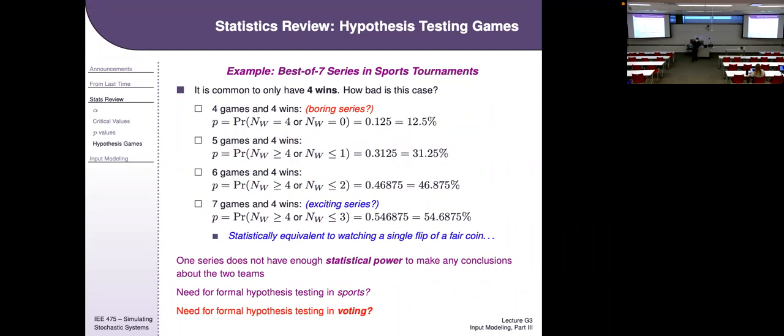Now we're at 31%. We're going in the wrong direction. 6 games and 4 wins, still going in the wrong direction. The p-value is getting even bigger. And then finally, 7 games and 4 wins. You might consider this to be the most exciting series, but it's also the one closest to a coin flip, because in that case, the p-value really is about 50%.